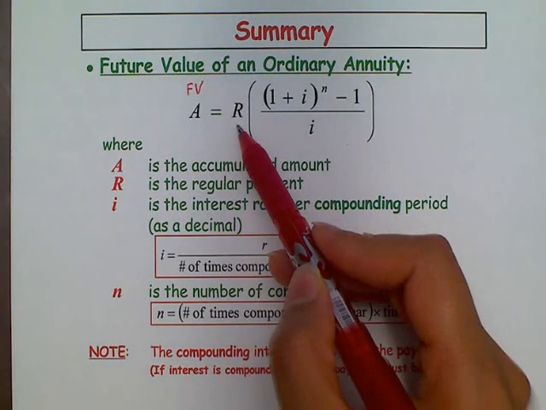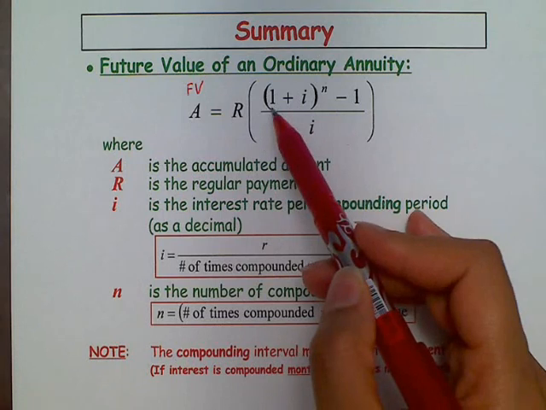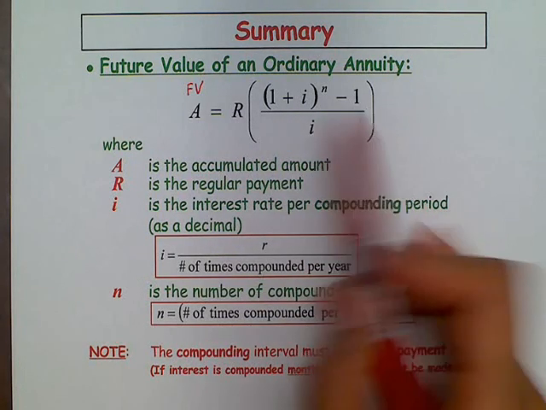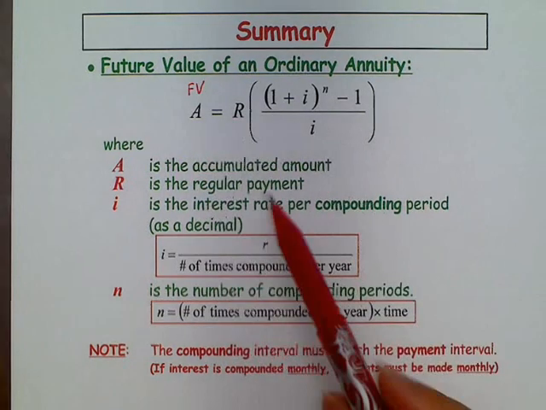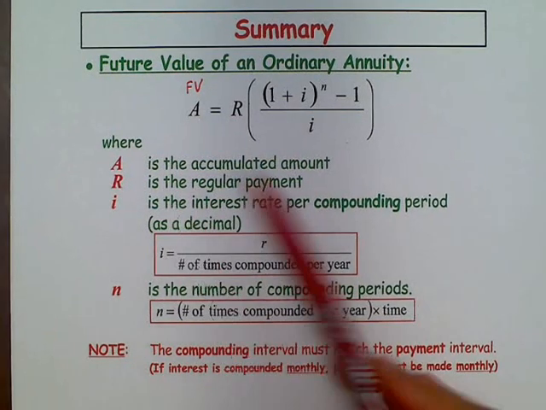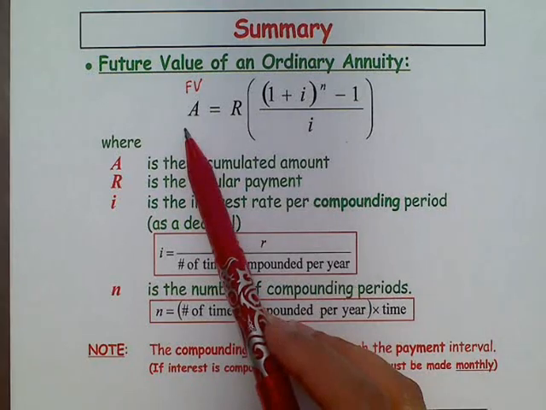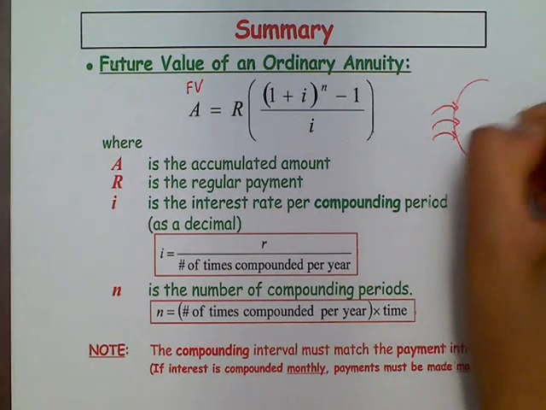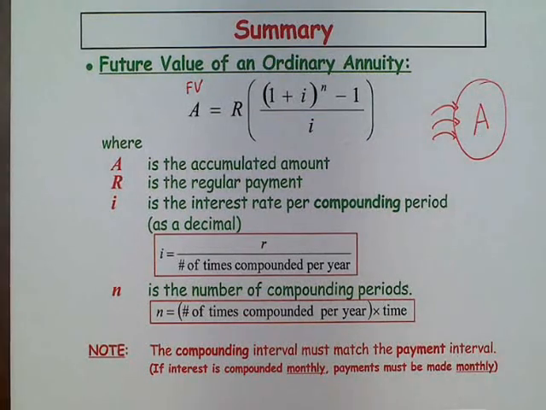And what this is equal to is R multiplied with, in the numerator we have 1 plus I to the exponent n minus 1, and in the denominator we have I. So what do each of these variables represent? A is the accumulated amount, so that's the amount that you're going to have at the end. So as you put money into an account, A would be the lump sum that you are left with at the end.